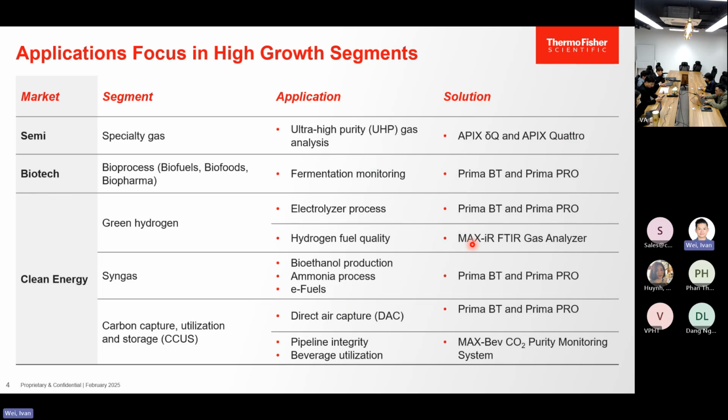For some key segments that we believe will have really high growth in 2025, such as specialty gas in the semiconductor industry, and industries such as biotechnology. They do a lot of fermentation. They produce biofuel, biofood, biopharma, including insulins, vaccines, or other biopharmaceutical products, using bacteria or algae to grow their products.